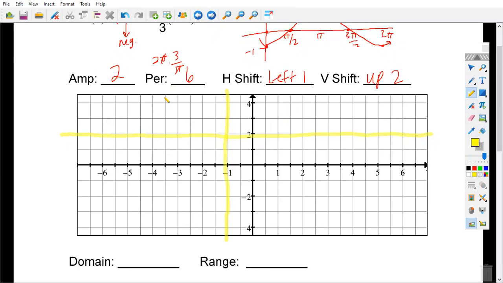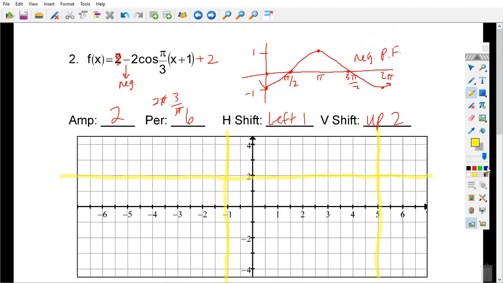And then the period. I have to go 6 units, right? What's -1 plus 6? 5, so I have to end here. Okay, so now I have my window, my range of where this graph is going to take place. All that's left to apply is my amp, right?